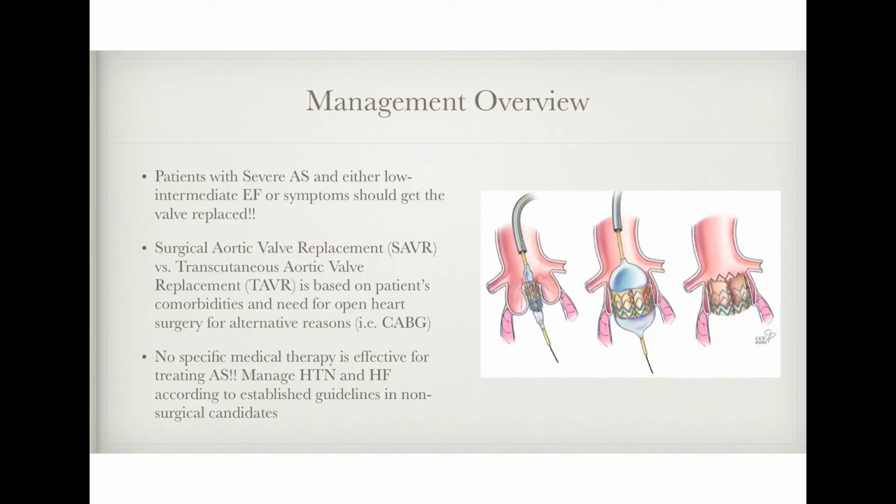Here's a diagram of how valve replacement works using the transcutaneous approach. So here a catheter is placed through the patient's femoral artery, threaded through the aorta, goes through the aortic valve, and a balloon is then inflated across the aortic valve to open it up, and then the valve automatically attaches in place and now is able to replace the function of the patient's native valve.